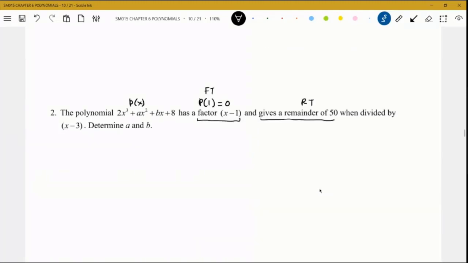Okay, so the first one, we have P(1) equal to 0. Where does this P(1) come from? It means x minus 1 equal to 0, x equal to 1. So P(1) equal to 0 since we have a factor. So directly we substitute 1 into x.